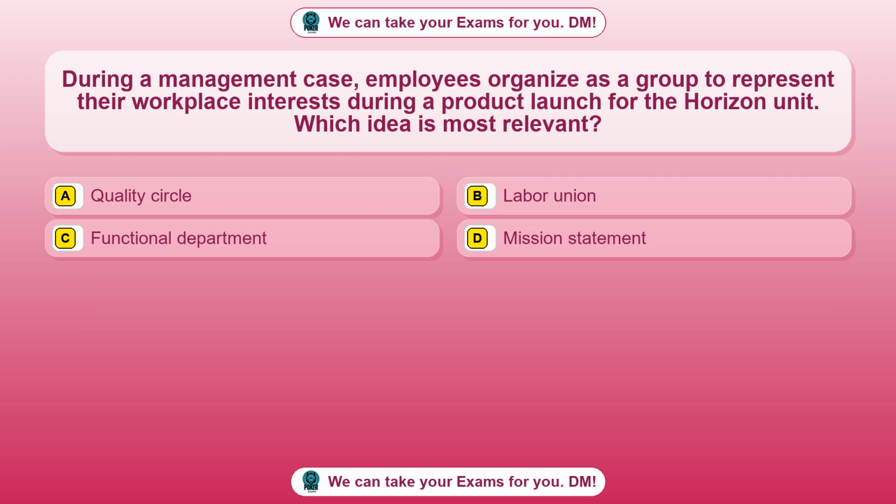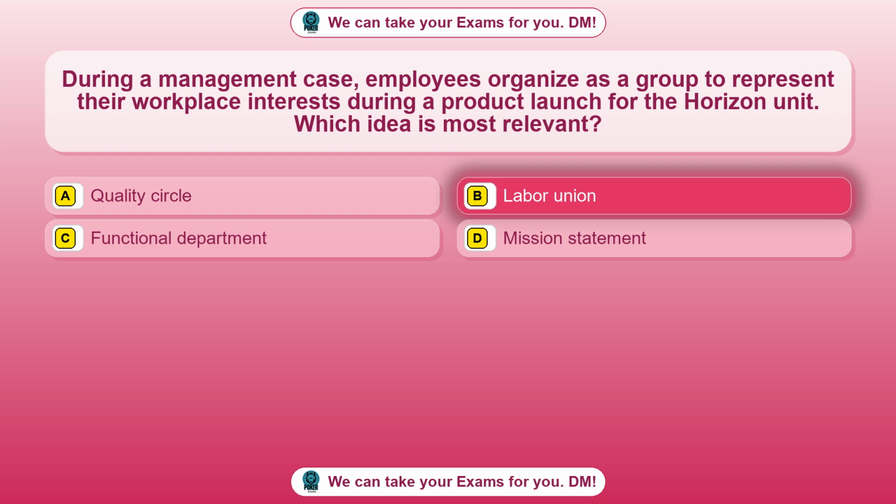Question 10. During a management case, employees organize as a group to represent their workplace interests during a product launch for the Horizon unit. Which idea is most relevant? Option A, quality circle. Option B, labor union. Option C, functional department. Option D, mission statement. The correct answer is option B, labor union.